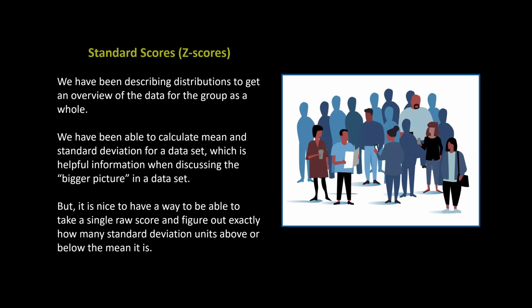But it's nice to also have a way to work backwards from that. So once we have all of that information about the big picture, about the mean of a data set and how much the scores in a data set deviate from one another, can we then take a single score from a data set and figure out exactly where it sits in relation to the other data for that set? And the way that we do that is by standardizing the score, or by calculating what we call a z-score.